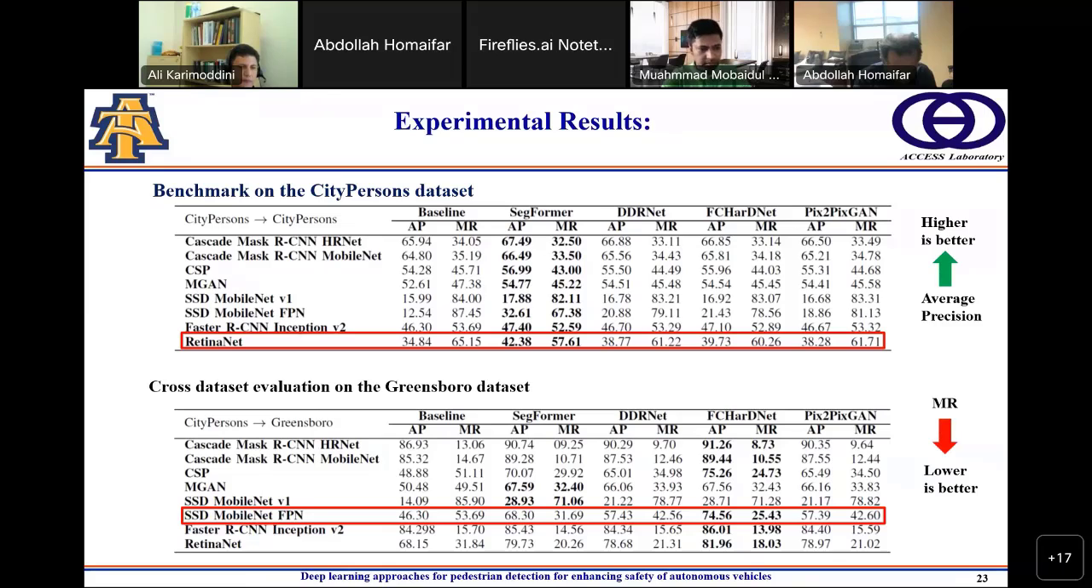Let me ask one more question. You have anchor base and anchor free. There are two methods, right? So you're using anchor base, right? Yes, most of the baseline methods are anchor based. How come you didn't look at anchor free?